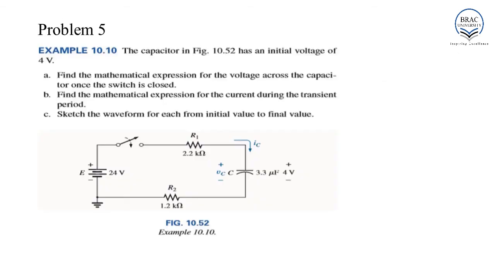In this example, the capacitor has an initial voltage of 4 volts across the plates. Now, we have to determine the mathematical expression for the voltage across the capacitor once this switch is closed. Then we need to find the mathematical expression for the current during the transient period, and we need to sketch the waveform from initial to final value for both the voltage and the current. Now, the capacitor has a voltage of 4 volts across its terminals. The switch is closed and now the voltage across the capacitor will increase from 4 volts and, after the transient period, will be equal to the supply voltage, which is 24 volts.